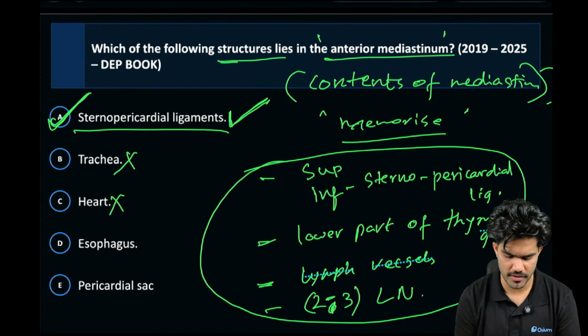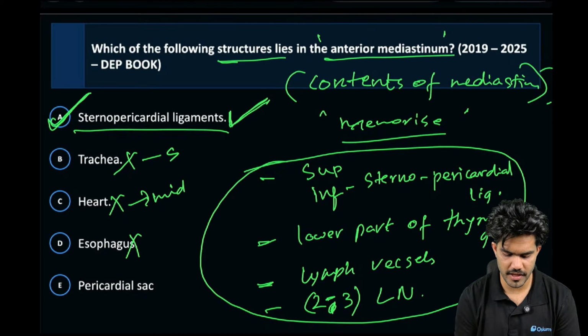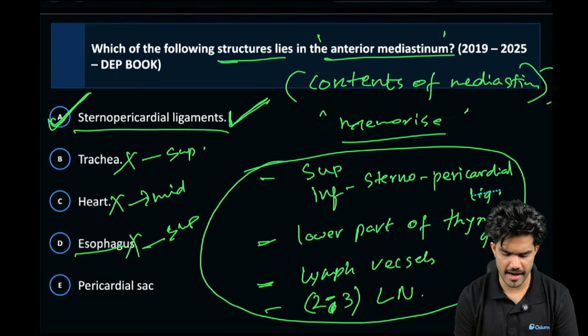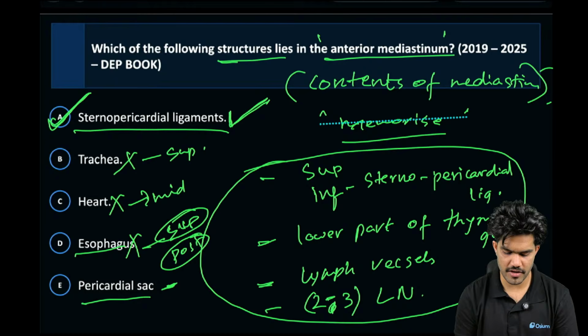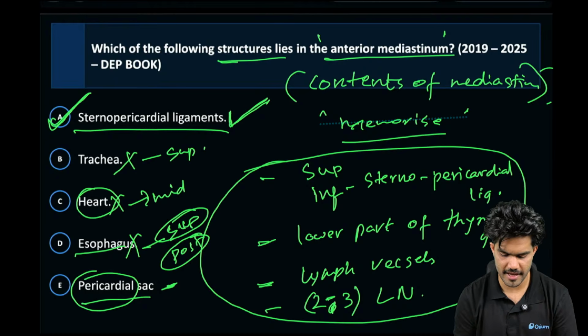Trachea? No. Heart is present in the middle mediastinum. Trachea is present in the superior mediastinum. Esophagus is present in both the superior and, tell me, posterior mediastinum. Yes. Pericardial sac, I have told you, heart and pericardial sac will lie in the middle mediastinum.